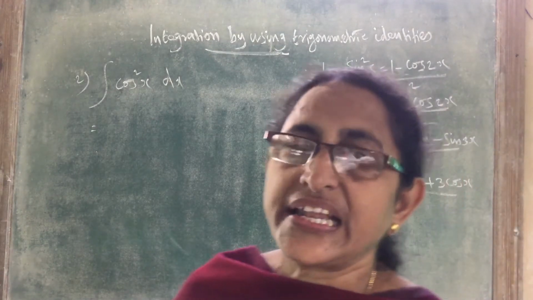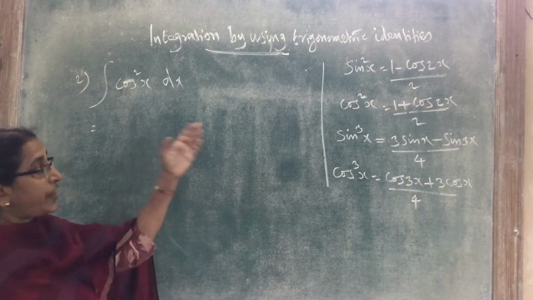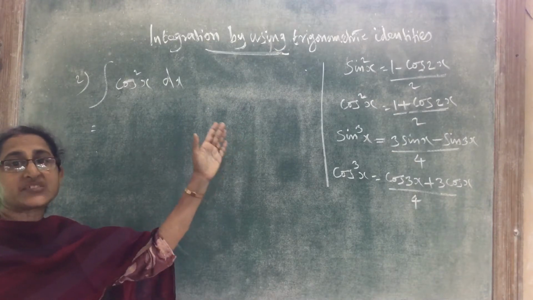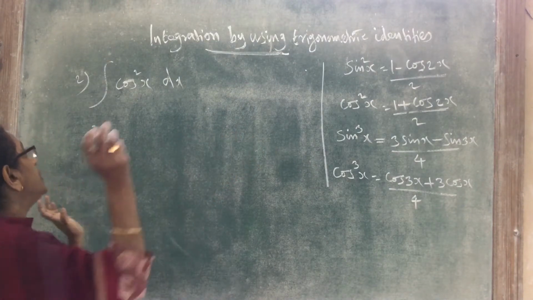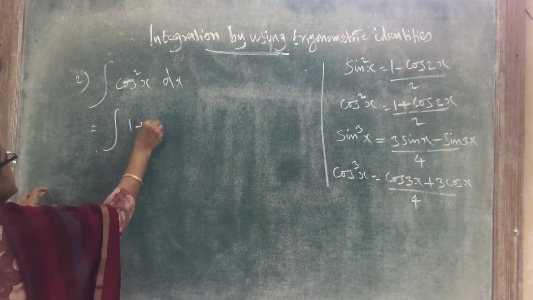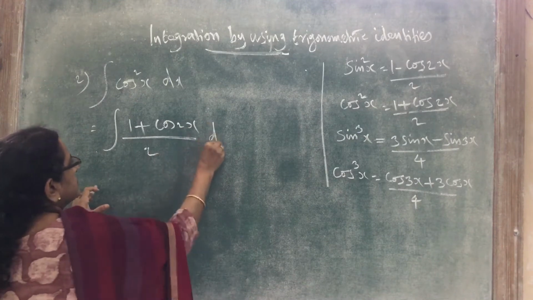Now consider the integral of cos square x. How to find the integral of cos square x? We have to use this identity. Instead of cos square x, we have to write (1 plus cos 2x) whole divided by 2. So write the integral as the integral of (1 plus cos 2x) whole divided by 2 dx.